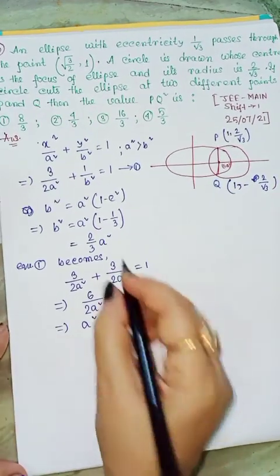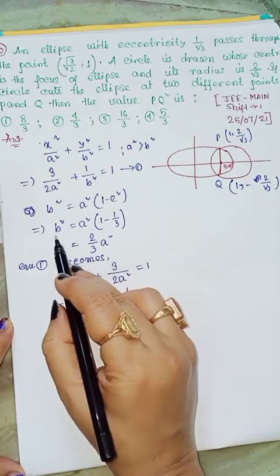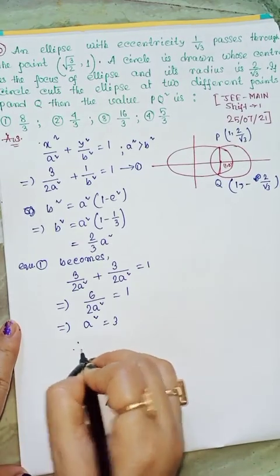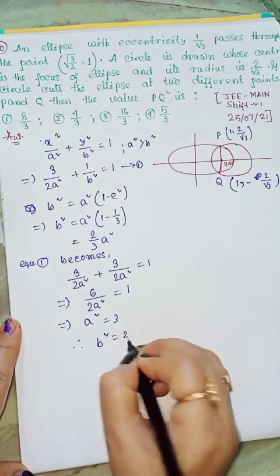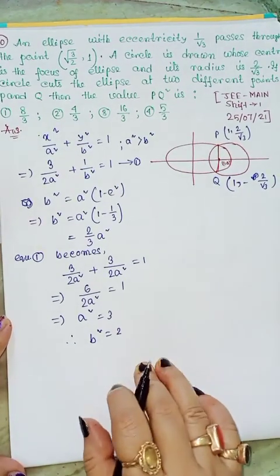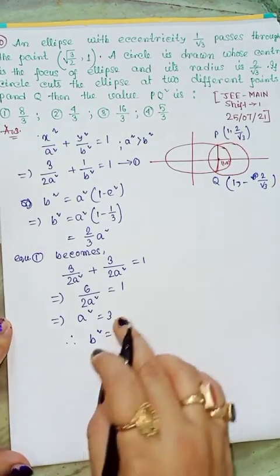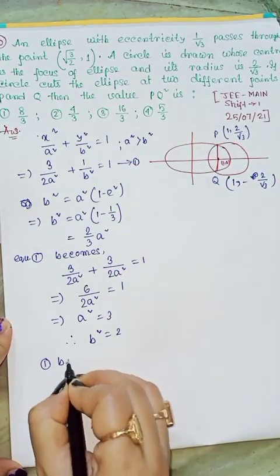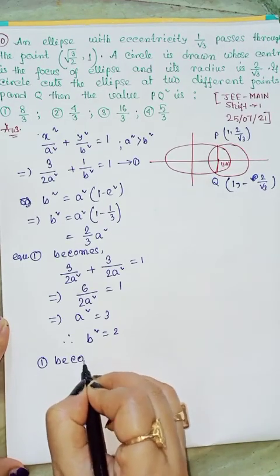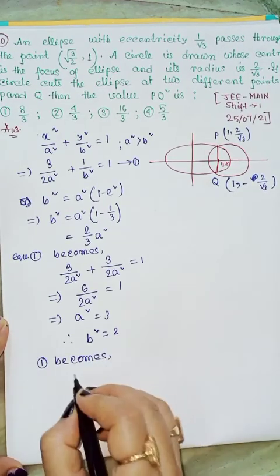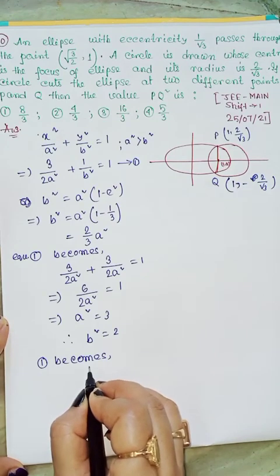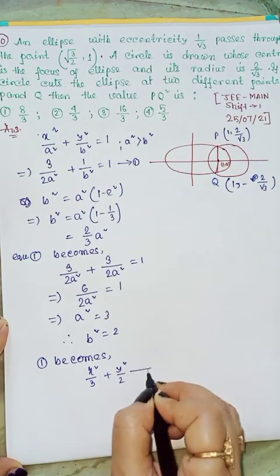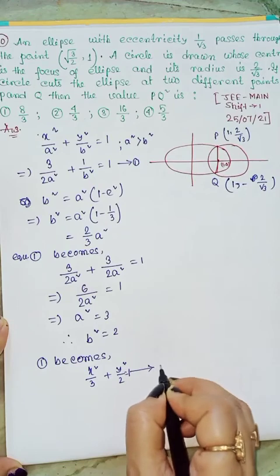If a square is equal to 3, so now we get b square is equal to what? B square is equal to 2. Therefore b square is equal to 2. So now a square is equal to 3, b square is equal to 2. So now putting these values in 1, equation 1 becomes x square by 3 plus y square by 2 is equal to 1. So it is equation 2.